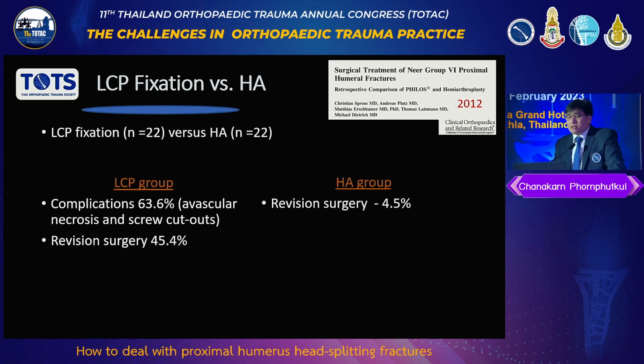So look at the implant used. LCP versus hemiarthroplasty. See, this LCP group creates more complication in terms of avascular necrosis and screw cut out. This paper reports revision surgery occurring in 45% in the head split group. Whereas if you do hemiarthroplasty, the revision surgery is only 4.5%. So if you look at all the equipment, the plate fixation creates more complication.